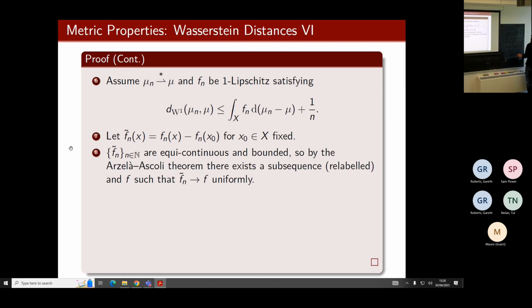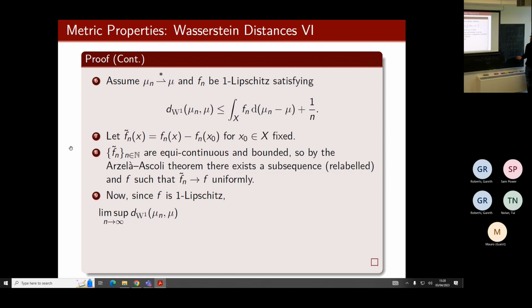This essentially follows from the fact that these fn tildes all take the value 0 at x naught, and they're all 1-Lipschitz functions. So I can apply Arzelà-Ascoli, and say that there exists a subsequence such that fn tilde is converging to f uniformly. Now I just have to go through the algebra to make everything work.